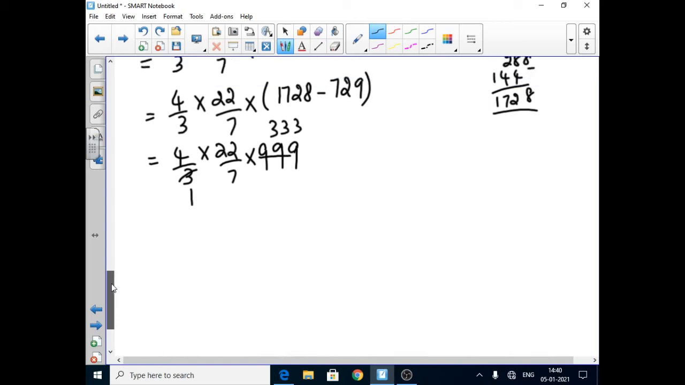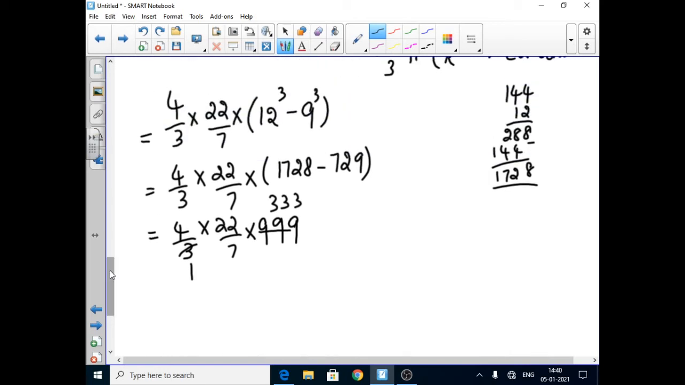Now do the multiplication. 22 into 4 is 88. So 333 into 88. 3 8s are 24, remaining 2, 3 8s are 24, 26. 3 8s are 24, so 26. Here the same, 2 6 6 4. Okay, 4 0 3 9.